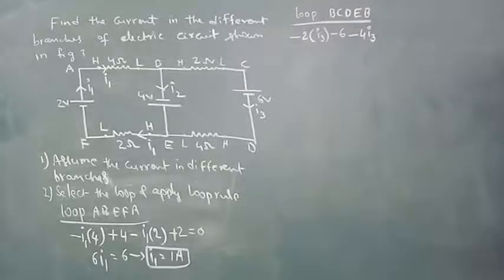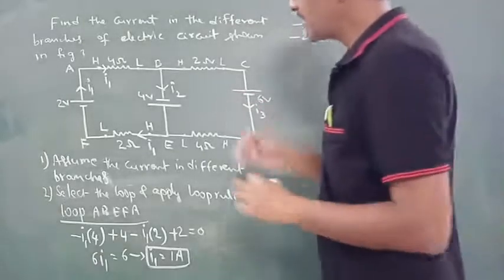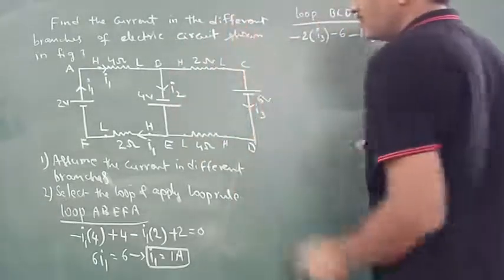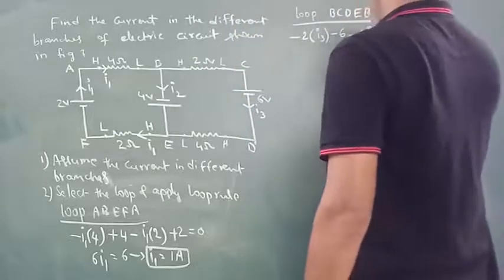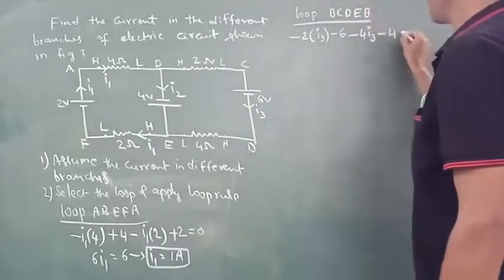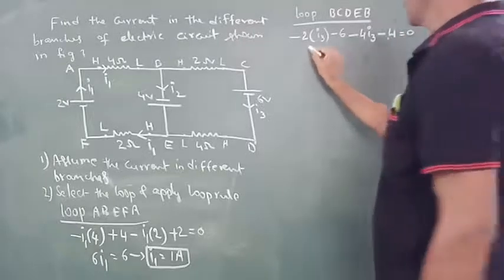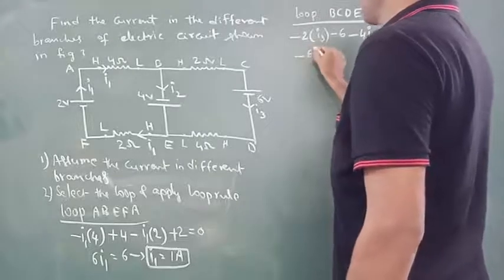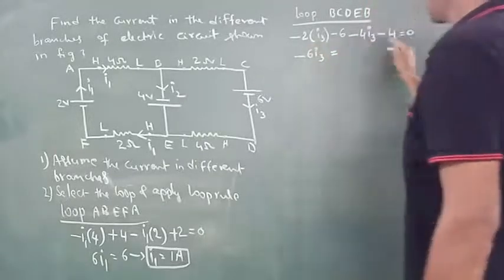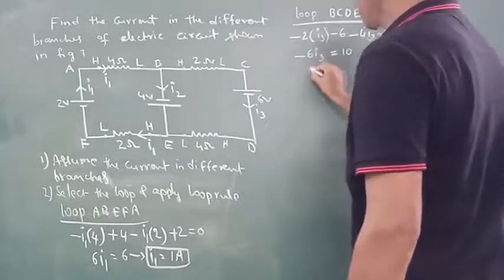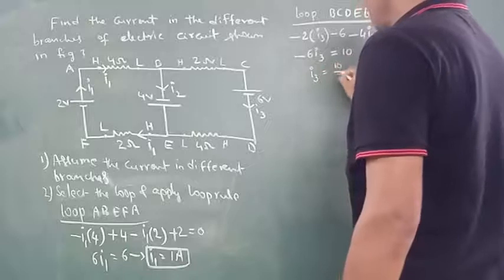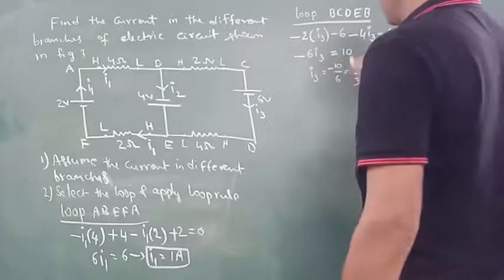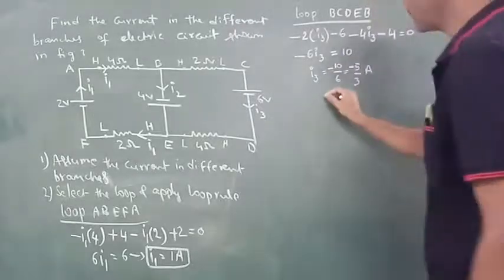Next, finally he moves from E to B. In between E and B there is a cell of 4 volt and he moves from higher potential to lower potential. So he finds drop, minus 4 volt is equal to 0. So minus 2I3 minus 6I3 minus 4I3 minus 6I3 is equal to 6 plus 4, 10. So I3 is equal to 10 by 6, that is equal to 5 by 3 ampere, minus 10 by 6, that is equal to minus 5 by 3 ampere.